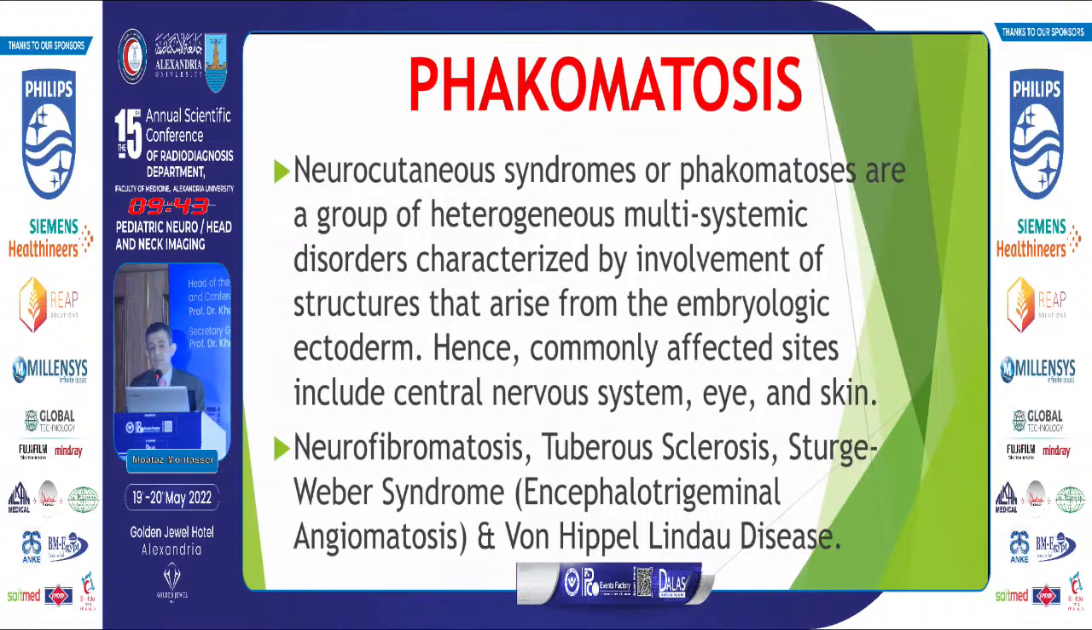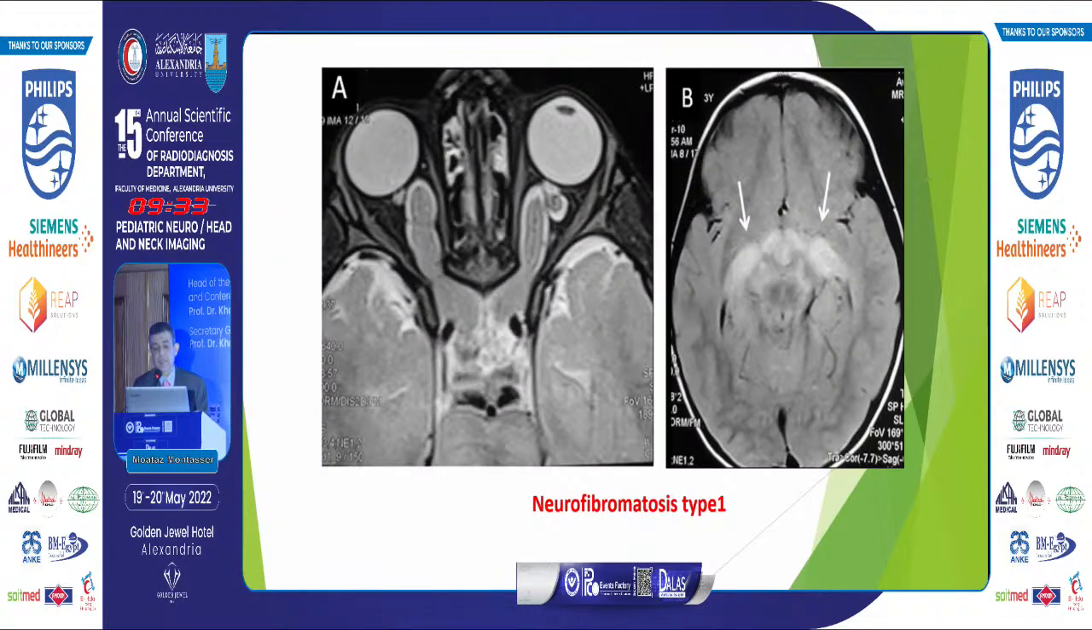Phakomatoses or neurocutaneous syndromes are a large heterogeneous group of multisystemic disorders. The most important are NF1, Sturge-Weber syndrome, and tuberous sclerosis. This is an example of NF1 presenting with bilateral optic nerve gliomas extending to the optic pathway.